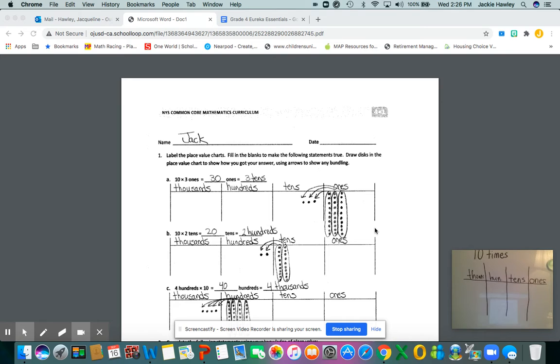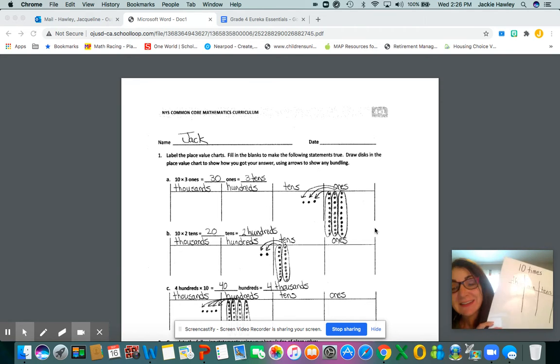Okay? So you're going to see words like discs, like you see right here. Discs just means circles, okay? And then the word bundling is another term. Bundling just means put a ring around it or circle it, just like this. They're bundling numbers. So those are important for you to know.